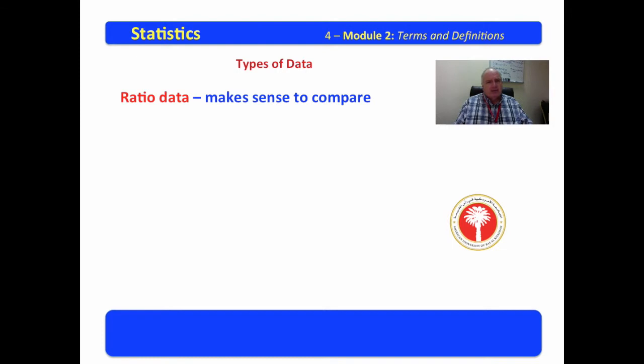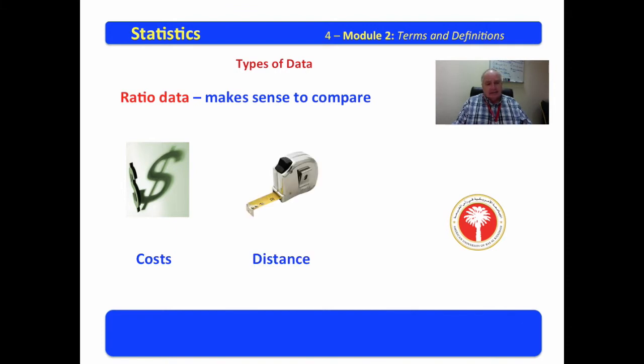The most powerful type of data are ratio data. Ratio data are data for which it makes sense to compare. For instance, cost. Something that costs 100 dirham costs twice as much as something that costs 50 dirham. Something that costs 500 euros costs half as much as something that costs 1,000 euros. Cost makes sense to compare, and costs are a good form of ratio data. Distance, percents, 70% is twice as much as 35%.